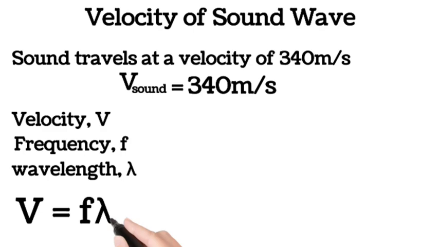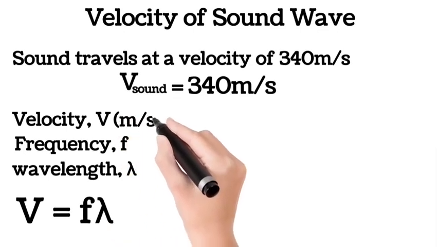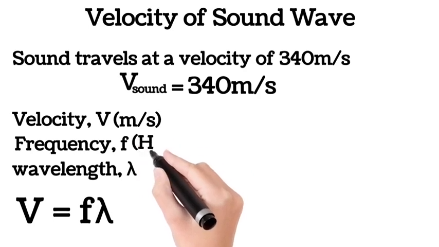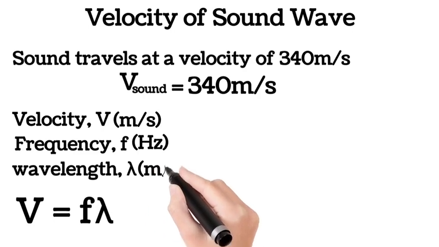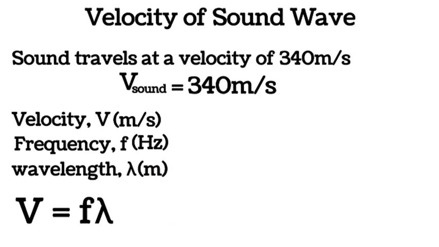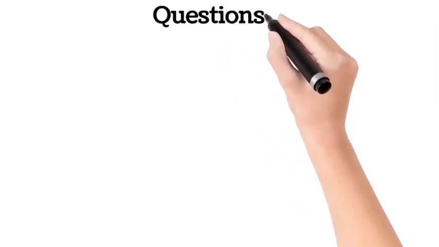Now let's look at the units for these quantities. For velocity, velocity is measured in meter per second. For frequency, we have hertz, and for wavelength, we have meters. Now that we've known this, let's look at some questions. Let's see how we can apply the little knowledge in solving problems.